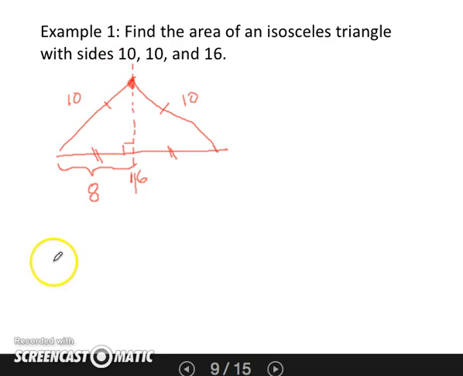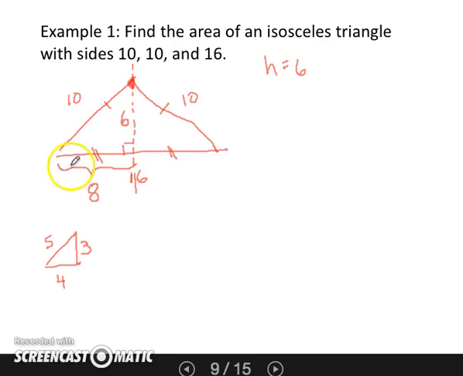So if you imagine a smaller version of this with 4 and 5, I've scaled this down by a factor of 1/2. This side would have to be 3. If I scale this back up, I find that this leg of the right triangle is 6. And that is going to give me the height of this big isosceles triangle. So I have that my height is 6.